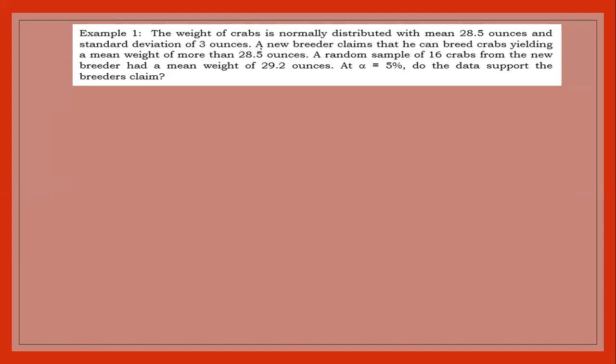Okay. Next statement. A new breeder claims that he can breed crabs yielding a mean weight of more than 28.5. Okay, so ito yung kiniklaim niya, or ito yung parang ipoprove natin dun sa study na to. A new breeder claims that he can breed crabs yielding a mean weight of more than 28.5. Okay, let's apply this in a particular scenario.